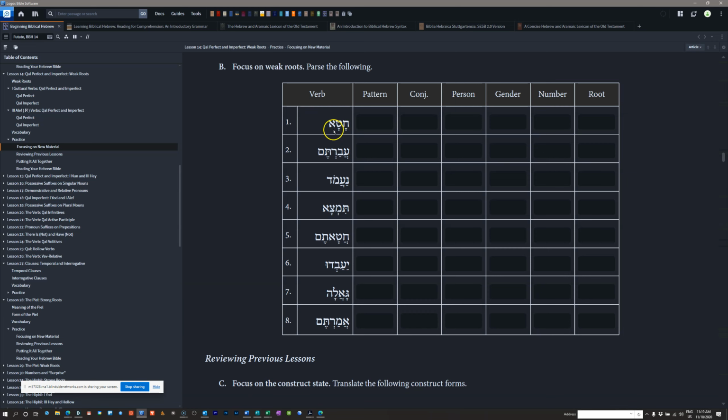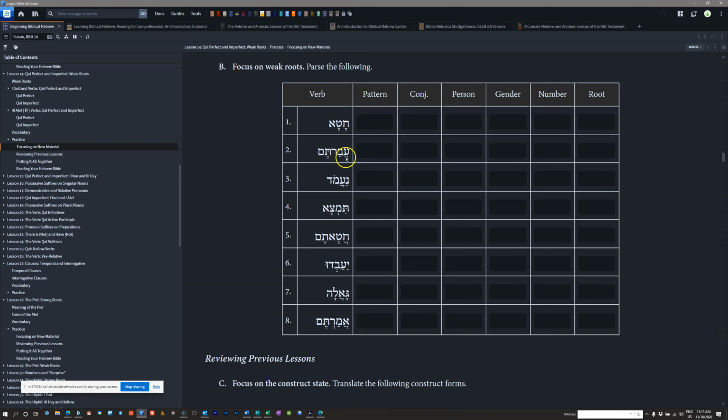So that's the difference between a strong verb and a weak verb. A strong verb would be qamets patach, but with the third aleph you get qamets qamets. So this is going to be a qal perfect 3ms form of chata. This is just the lexical form.